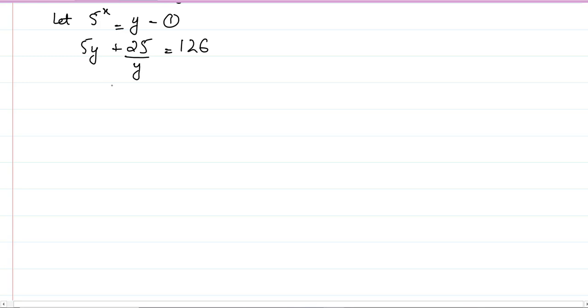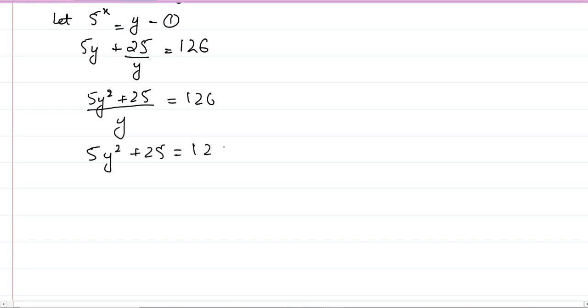Now by taking the LCM, we have y, and it will become 5y squared plus 25 equals 126, and by cross multiplication 5y squared plus 25 equals 126y. Let's bring 126y to the left hand side, so 5y squared, and this 126y will become minus 126y plus 25 equals 0, and voila, it became a quadratic equation.